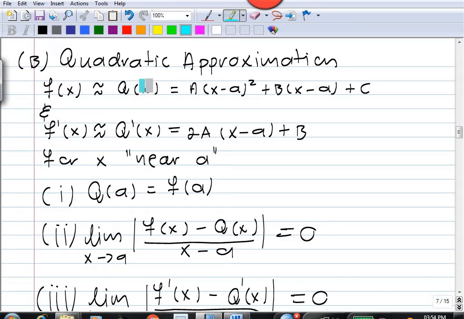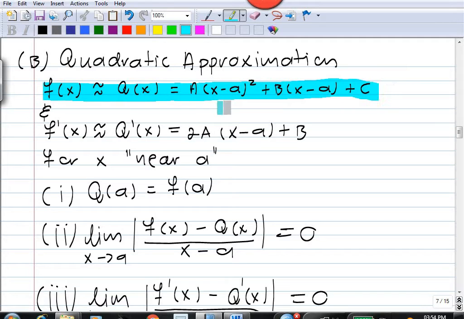So now, again, we want to approximate our function f of x, this time using a quadratic. And we write our quadratic in this form: a times (x minus a) squared plus b times (x minus a) plus c. But this quadratic is not only supposed to approximate the function, we also want to approximate the derivative of the function, in other words, the rate of change. And we want to approximate that using the derivative of our quadratic. And the derivative of the quadratic would be 2a times (x minus a) plus b. And again, this approximation should be good for x near a.